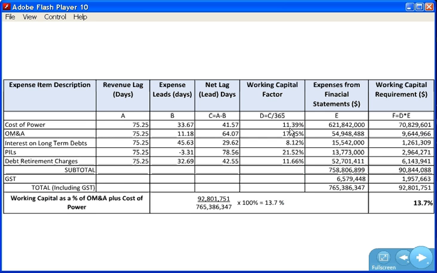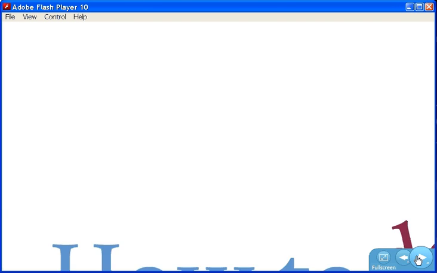Then for step two, we take the same percentage, we apply it to the actual cash expense, the total cash expense, and this gives us the working capital requirement. Once all the capital requirements are added, you get your total working cash requirement. And this divided by the total cash expense will give you a lead lag in percentage that we'll use for the forward test year, which we'll get to later.